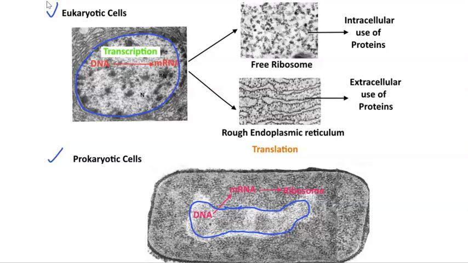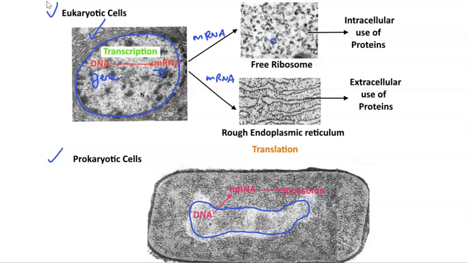In eukaryotic cells, the section of the chromosome called the gene is copied into a form called messenger RNA. The details we'll look at in the next videos. That's called transcription. So we copy the gene into messenger RNA. And the messenger RNA in a eukaryotic cell has two possible destinations.